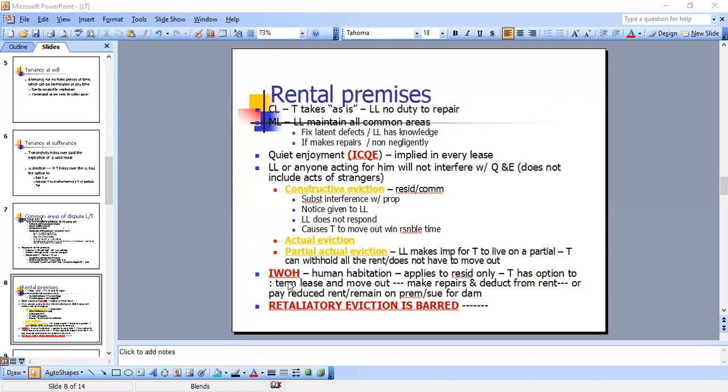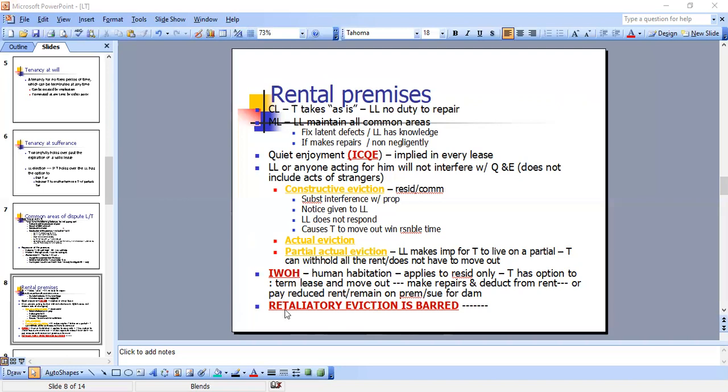Implied warranty of habitability applies to residential leases only. Sometimes you'll see on MBEs or an essay that it's a commercial lease. This does not apply to them. Must be fit for human habitation. Where the premises are not habitable, the tenant has the option to terminate the lease and move out, make repairs and deduct that from the rent, or pay reduced rent and remain on the premises and sue for damages. Okay, and retaliatory eviction is totally barred here.